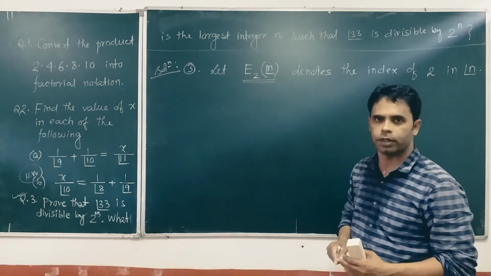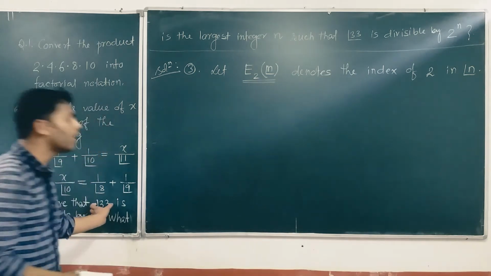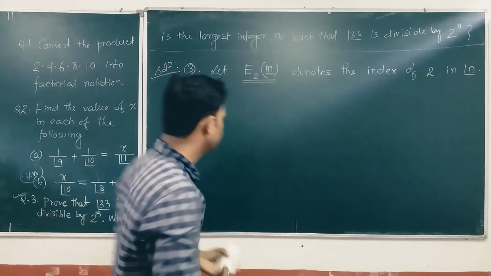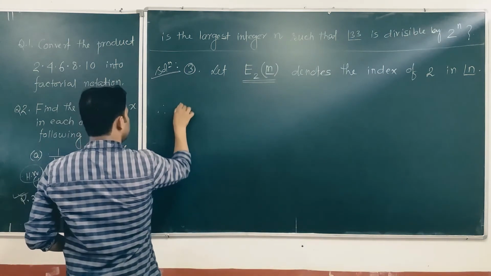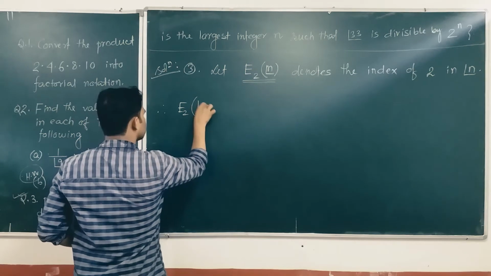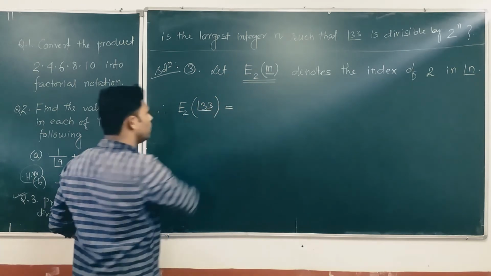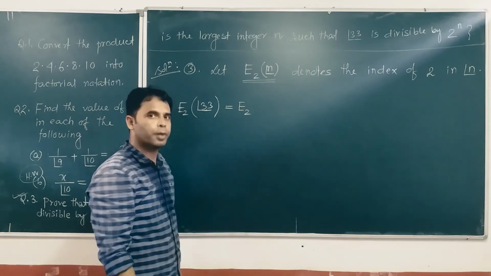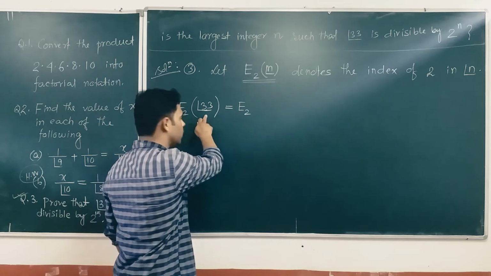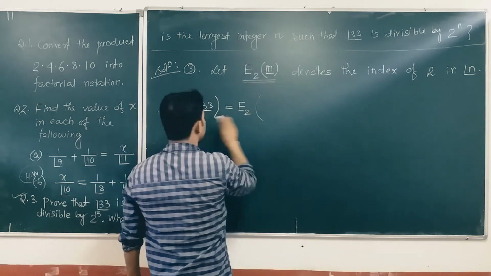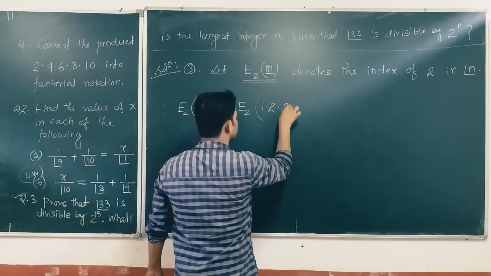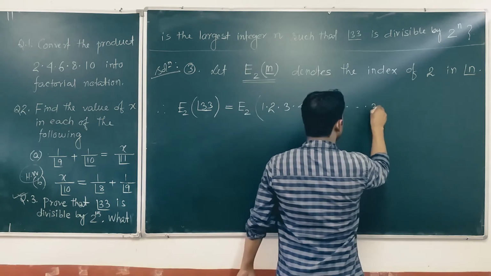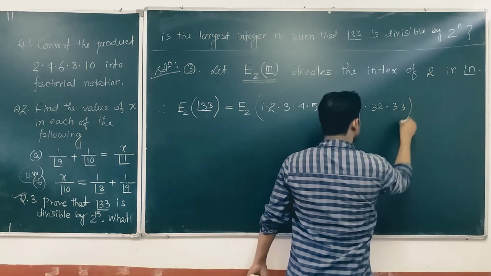Now what is our question? Our question is factorial 33, not factorial n. So in place of n I will put 33. Therefore e2 of factorial 33, e2 meaning exponent of 2 in factorial 33. So factorial 33 is actually the product of 1, 2, 3, 4, 5 and so on up to 32 and then 33.